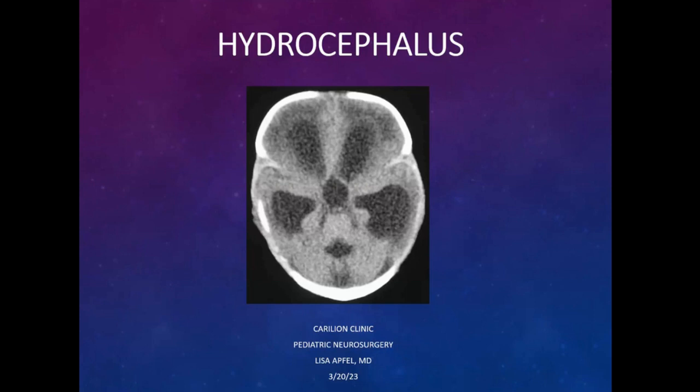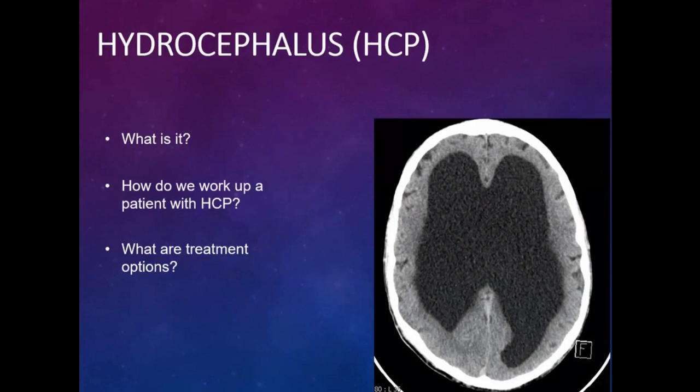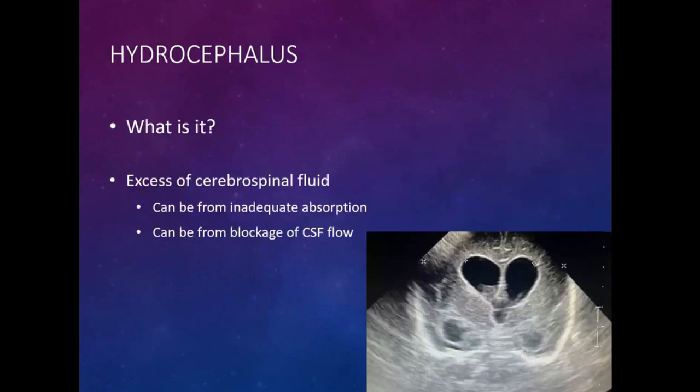To start with, I'm going to briefly review what hydrocephalus is and the types of hydrocephalus, because there are a lot of different types, and then how we work up a patient, and then some of the treatment options. There are volumes written on each of these topics, so I'm going to give an overview of things that we commonly see and commonly need to think of. Okay, so basically, what is it?